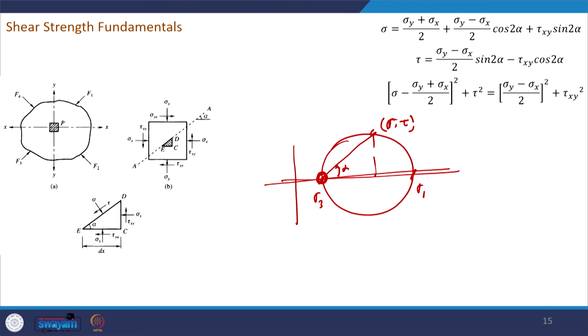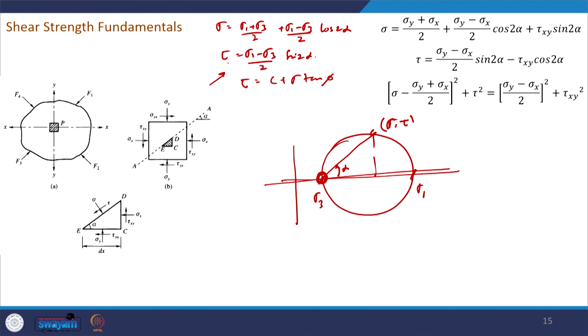Now, using the simpler form of the equation, that is sigma is equal to (sigma 1 plus sigma 3)/2 plus (sigma 1 minus sigma 3)/2 cos 2 alpha, and tau is equal to (sigma 1 minus sigma 3)/2 sin 2 alpha. If I want to use Coulomb's equation here, what will it become? We know that tau is equal to C plus sigma tan phi. Okay. So, if I put tau and sigma in this equation from here, what do we get? We get that (sigma 1 minus sigma 3)/2 sin 2 alpha is equal to C plus [(sigma 1 plus sigma 3)/2 plus (sigma 1 minus sigma 3)/2 cos 2 alpha] tan phi.